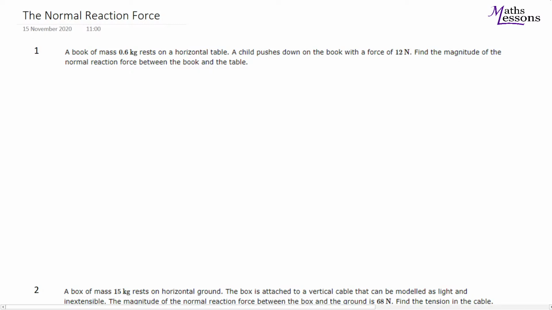Right, on today's stream, we're going to be looking at the normal reaction force. So we've got a book of mass, a nice easy question, hopefully, to start off with, maybe not, but we'll find out. Mass 0.6 kilograms rests on a horizontal table. A child pushes down with force 12 newtons. Find the magnitude of the normal reaction.